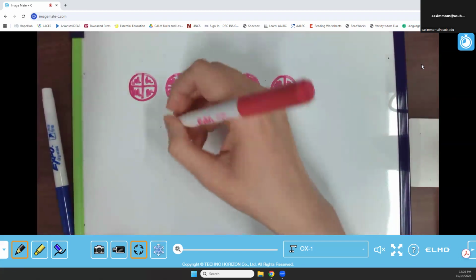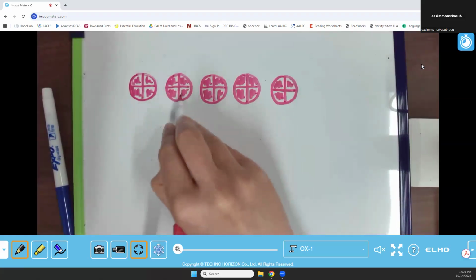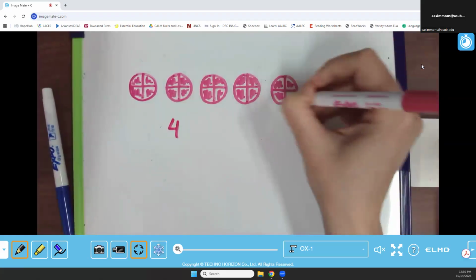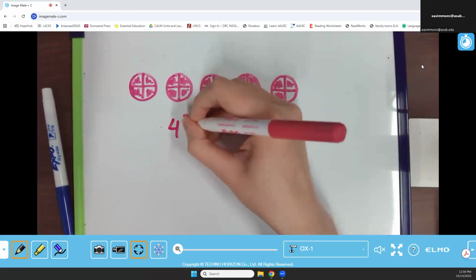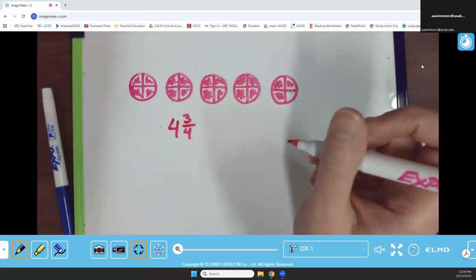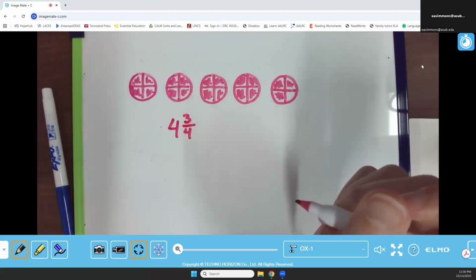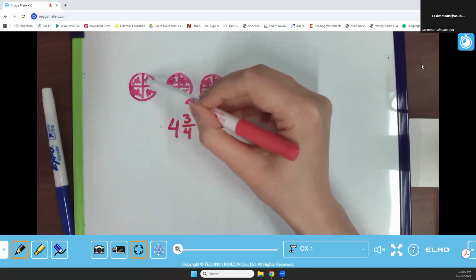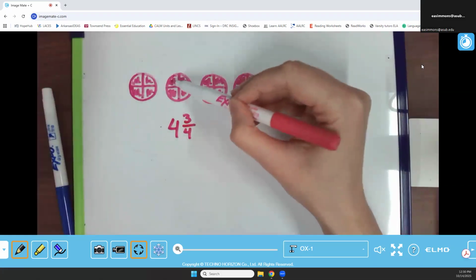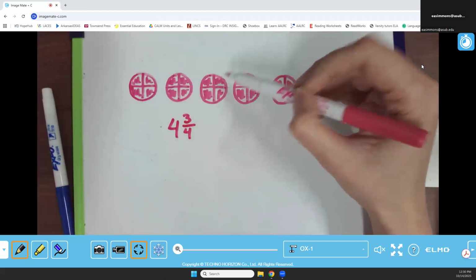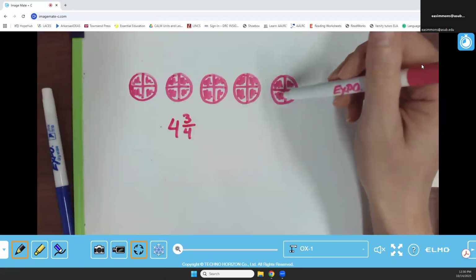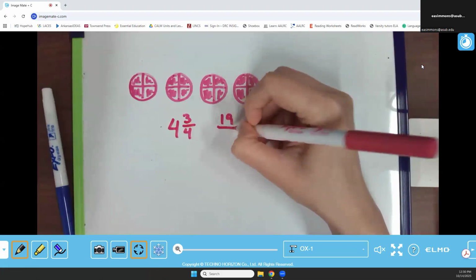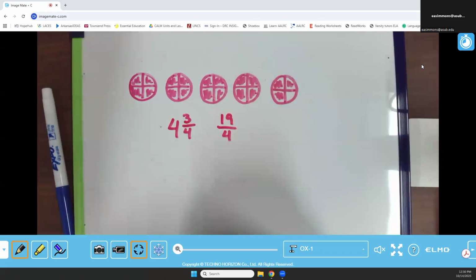A mixed number is where I'd have a whole number. So I've got 4 whole pizzas next to a fraction. I had 3/4 of a pizza left over. So my mixed number here would be 4 3/4. I could also write this as an improper fraction, and I would count the slices I have total. So I have 1, 2, 3, 4, 5, 6, 7, 8, 9, 10, 11, 12, 13, 14, 15, 16, 17, 18, 19. 19 slices of pizzas that were cut into 4.